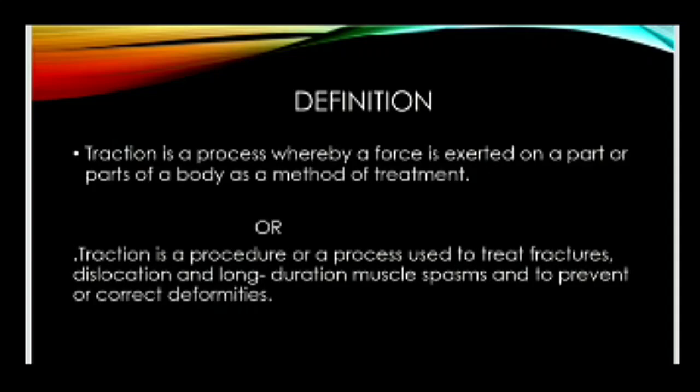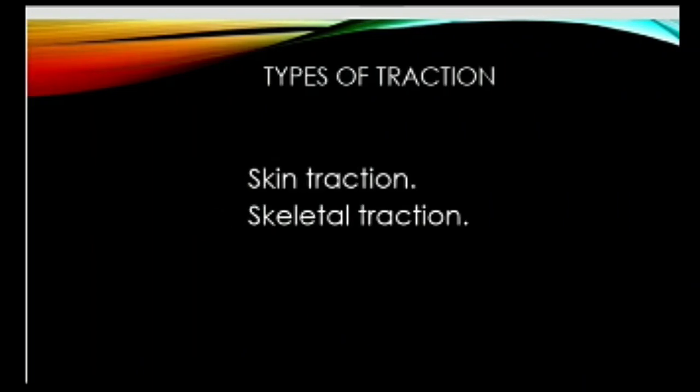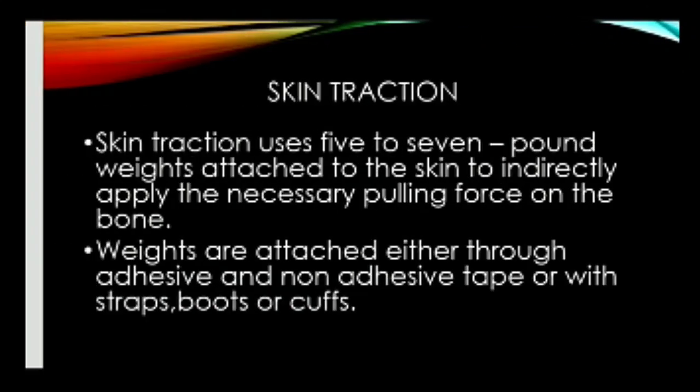Now we will discuss the types of traction. There are two types of traction, that is, skin traction and skeletal traction. So, friends, first we will discuss skin traction. Skin traction uses 5 to 7 pound weight attached to the skin to indirectly apply the necessary pulling force on the bone. Weights are attached either through adhesive and non-adhesive tape or with straps, boots or cuffs. So friends, this is all about skin traction.